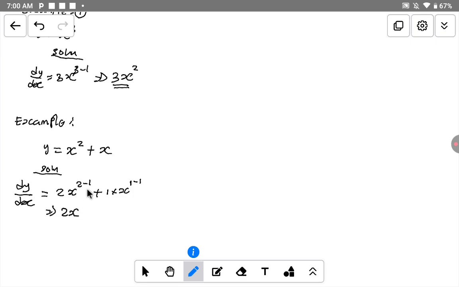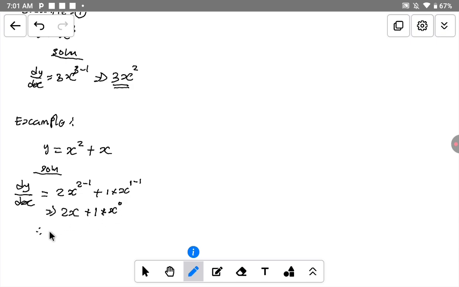Because 2 minus 1 is 1, the s is to the power of 1 here, and the 1 will not be visible, because s to the power of 1 is still s. Plus, in this place we have 1 multiplied by s to the power of 1 minus 1, that is 0. So s to the power of 0 is equal to what? 1. Anything to the power of 0 is equal to 1.